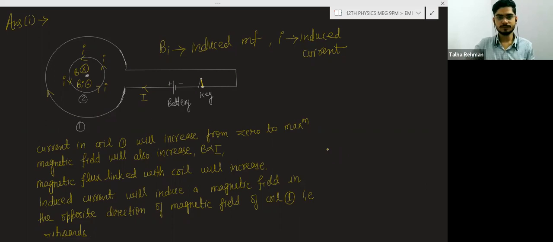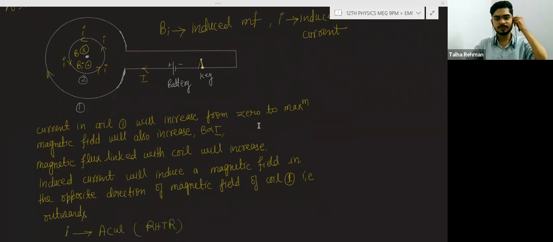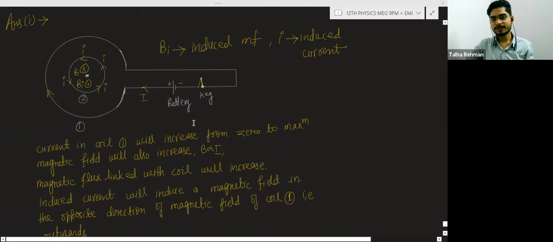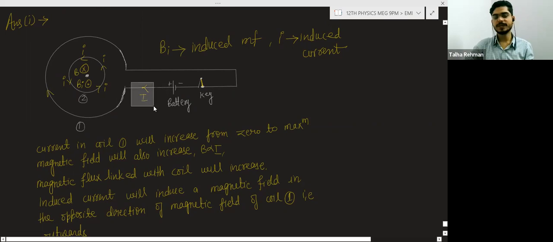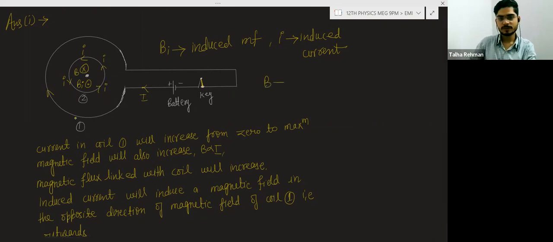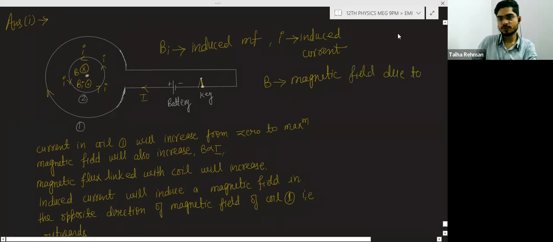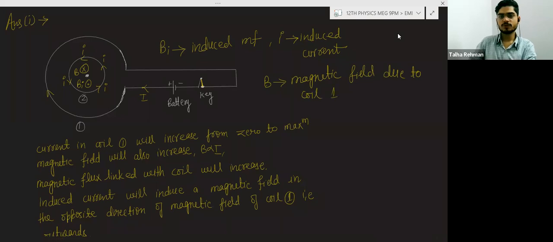Okay. Second is clockwise. It is obvious because this is anti-clockwise, so that will be clockwise. Why? Because when you will open this key for a moment, then the current in this coil will be decreased. As the current will decrease, the magnetic field, this V is the magnetic field due to coil one, so this V will decrease.